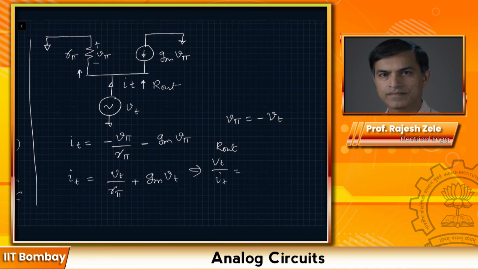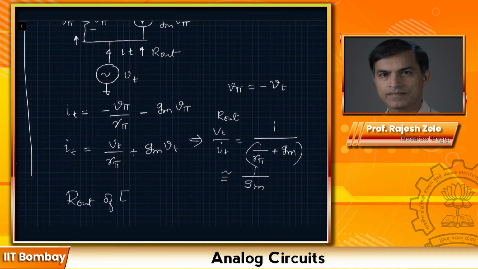That should be equal to, again, reciprocal of 1 divided by R pi plus GM. And we already know the approximation for this is 1 divided by GM. So in this case, we get R out, which is equivalent of reciprocal of the transconductance of the amplifier. So R out of emitter follower is equal to 1 divided by GM. Again, GM is a large value, so R out is a small value. So we get a low resistance for R out by doing this.